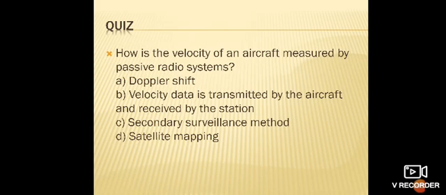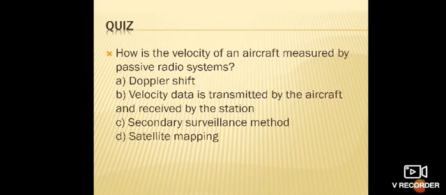How is the velocity of an aircraft measured by passive radio systems?